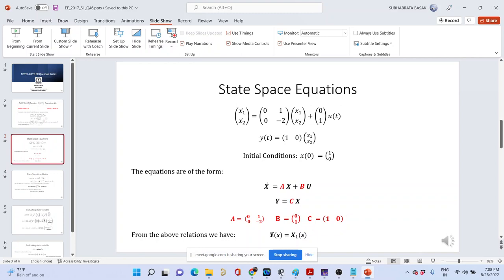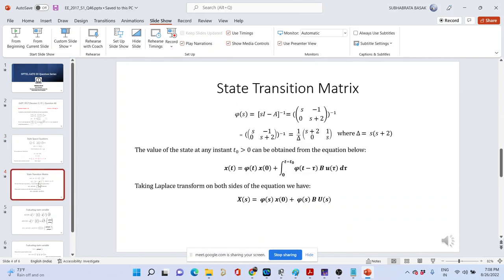I have told you that y(t) is equal to x1(t), so we are interested only in the value of the state variable x1. Having said that, let us see how to do it. First, let us find the state transition matrix. How to find the state transition matrix has already been told to you in the previous class. That is (sI minus A) whole inverse. If I do this operation, the Laplace transform of the state transition matrix is this one.